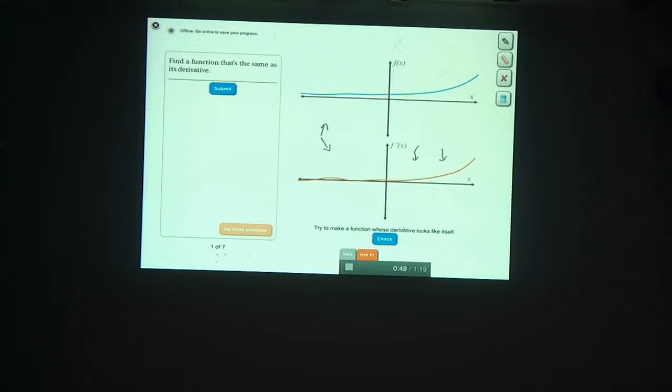See, small changes in f can sometimes lead to pretty big changes in the derivative. The derivative really cares about how quickly f is changing. If we play with it a little bit, we can get closer and closer to a function. It looks quite similar. So now the blue graph up here looks almost like its derivative down here. If you think it's good enough, why don't you hit the check button and then submit? If it's not good enough, try playing with it a little bit more to see if you can get something closer.